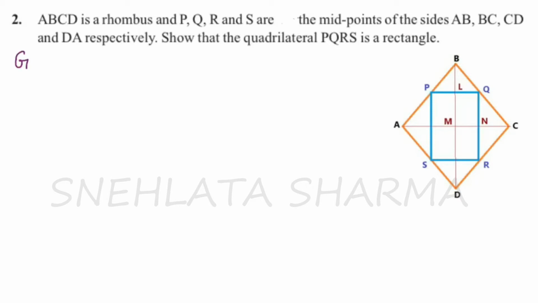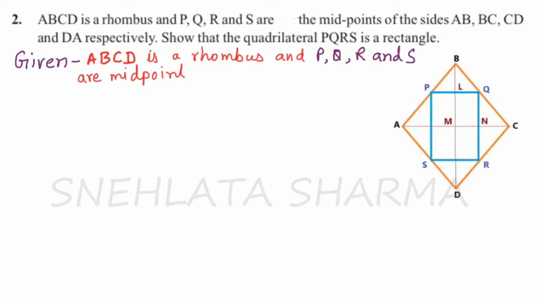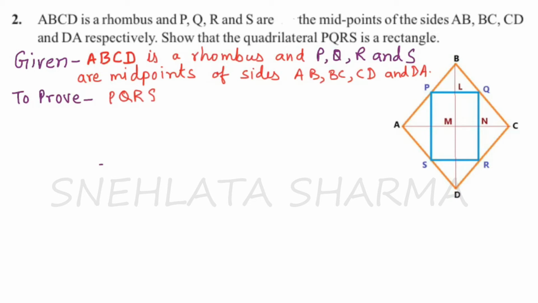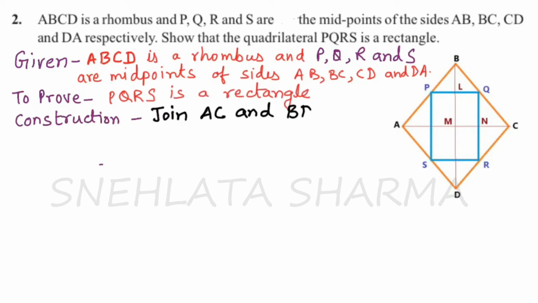Let us do. Given ABCD is a rhombus and PQRS are midpoints of sides AB, BC, CD and DA. To prove PQRS is a rectangle. Construction, join AC and BD. Now proof. To prove that PQRS is a rectangle, we need to prove that PQRS is a parallelogram with each angle 90 degree. It means we need to prove that this angle is 90 degree. So let's start this with triangle DRS and triangle BPQ.